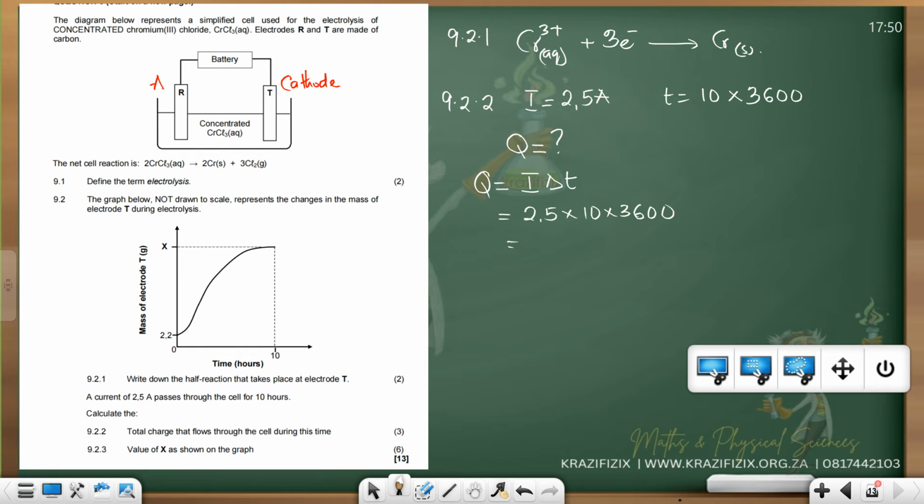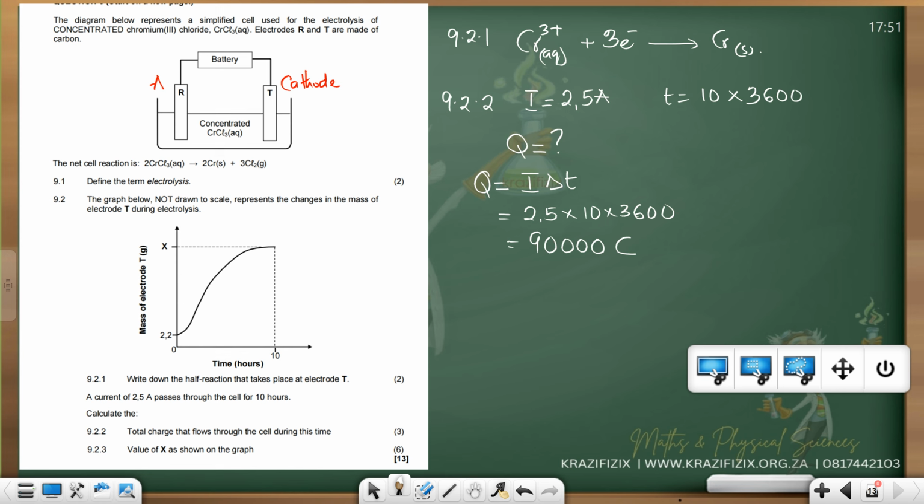Negative 90. Do we agree with this? Yeah. Q equals I delta T, right? What's your answer? 90? Wrong answer. 90,000 nano? Stop lying. Coulombs. It's electrostatics, quantity of charge.